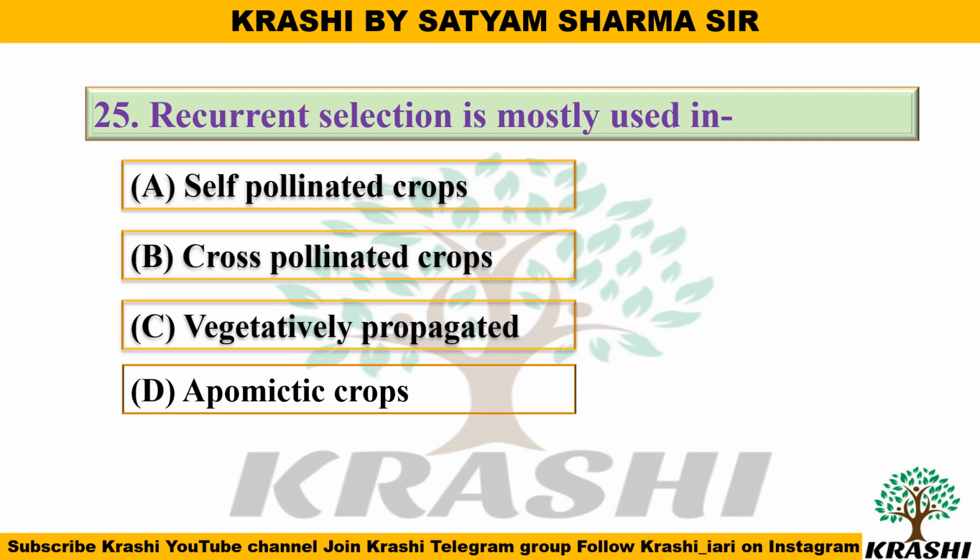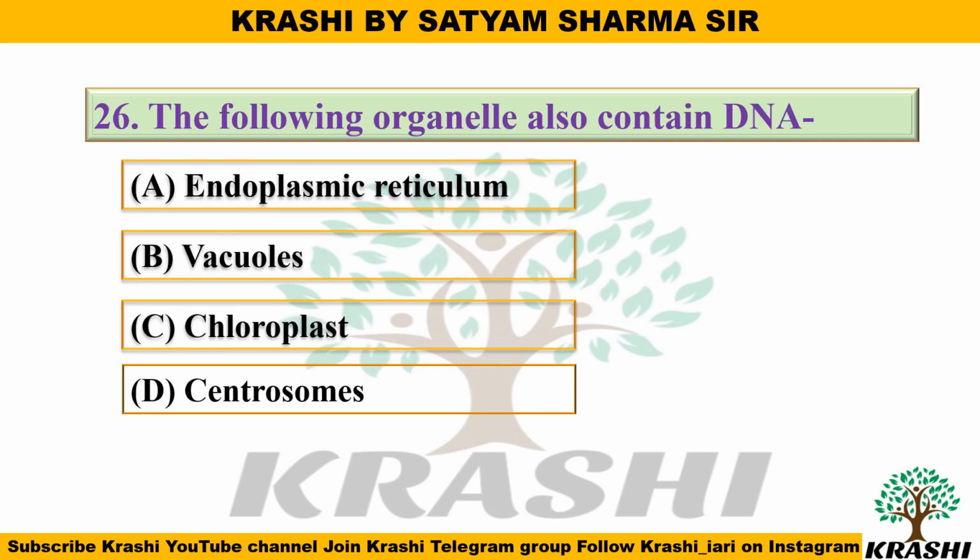Question number 25. Recurrent selection is used mostly in cross-pollinated crops. Question number 26. Which of the following organelles also contains DNA? Out of the organelles given, only the chloroplast contains DNA.